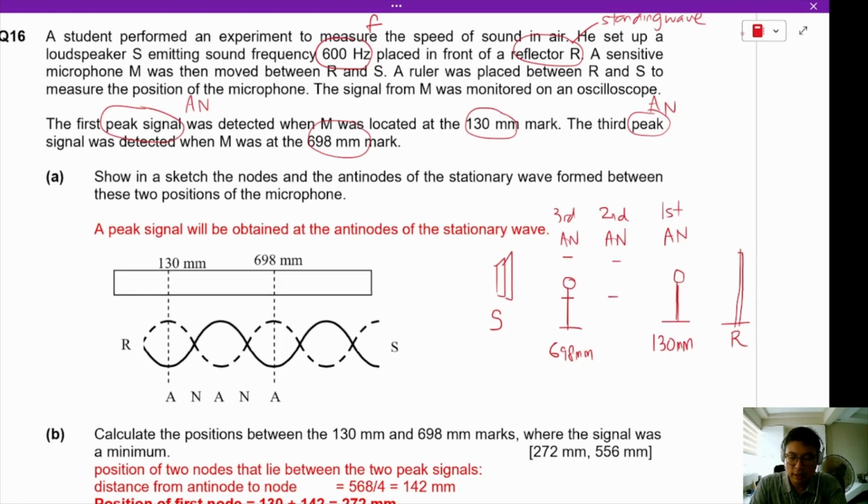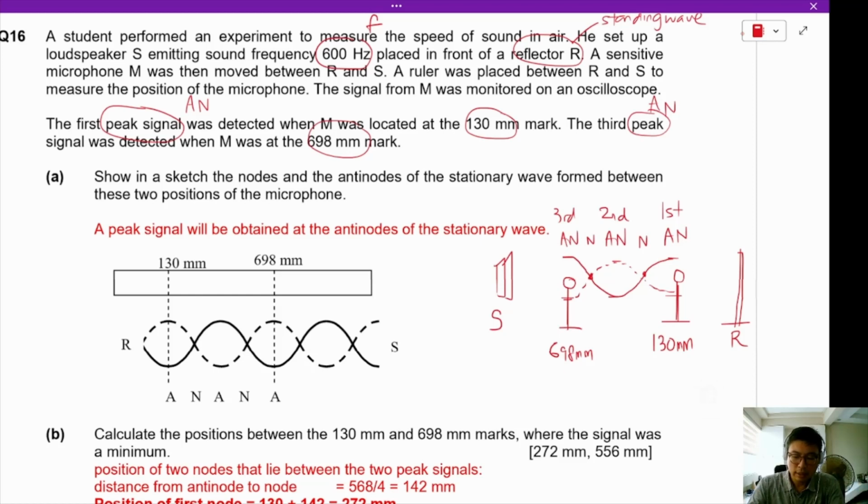Antinode, we draw like that. Antinode, we draw like that. Then in between there must be a node, so we put a node here. Okay, so we can draw the antinode like this. And then to complete the diagram, we can draw the other half of the standing wave. So now there are 3 antinodes.